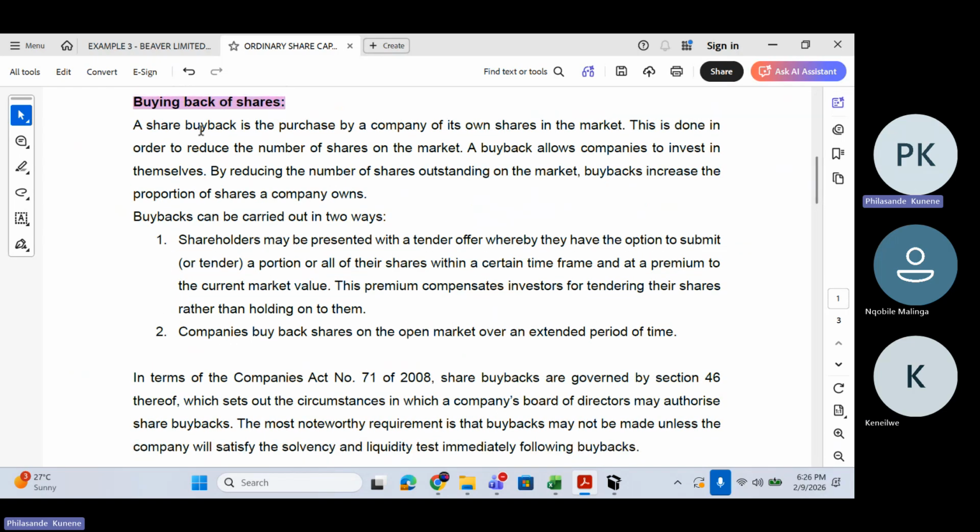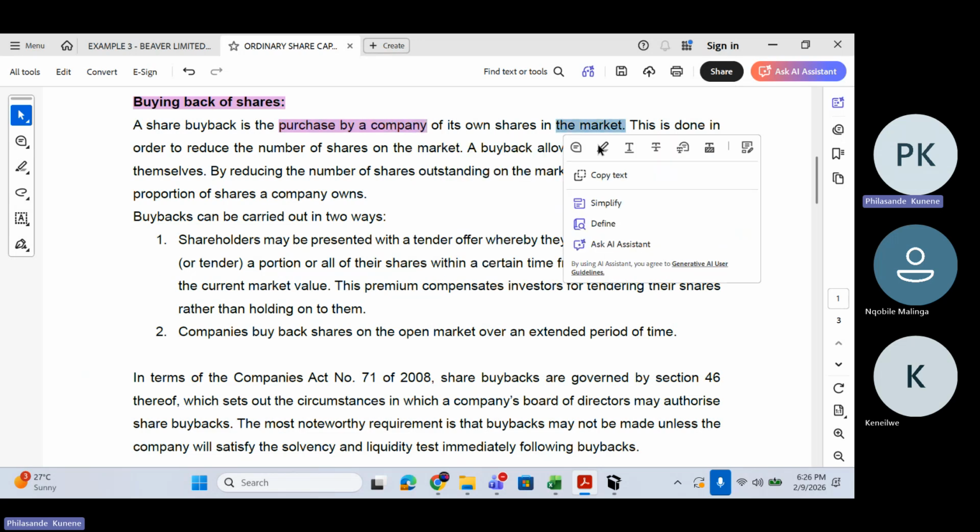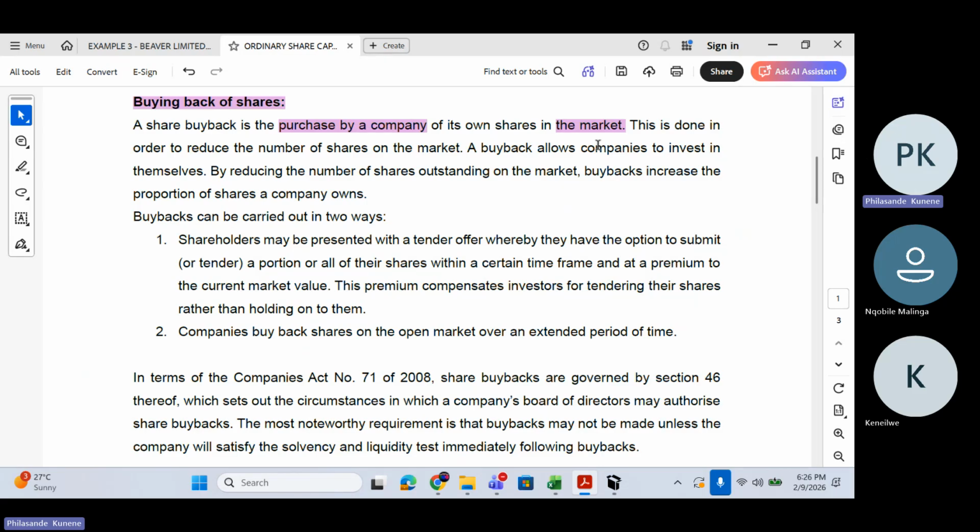Buying back of shares. A share buyback is the purchase by a company of its own shares in the market. When they're saying in the market, we're talking about the shares that are sitting with shareholders, right? Shares that were issued before and are sitting with shareholders. We go to shareholders and say, give us back our shares. Then we buy those shares from them.